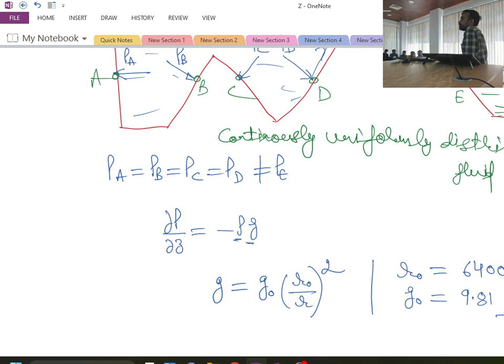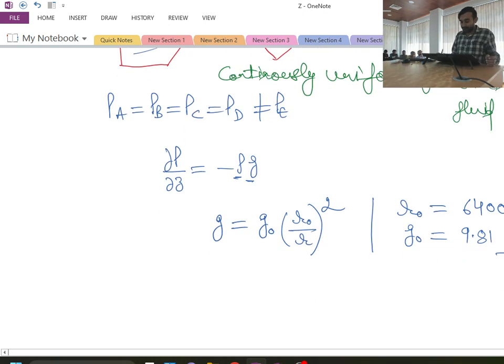So here the radius of the earth's surface is 6400 kilometers, and g naught, the gravity at the surface of the earth, is 9.81 meters per second square. Okay, so now if I consider the variation of R, if I am moving away from the surface of the earth, then you find that the gravitational field is inversely proportional to R. So it means its value should decrease.